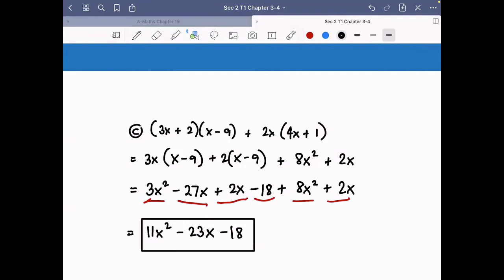So did we get the same one for letter C, class? I guess sort of close. I accidentally put plus instead of minus. Okay, okay. Just be careful next time, yeah?